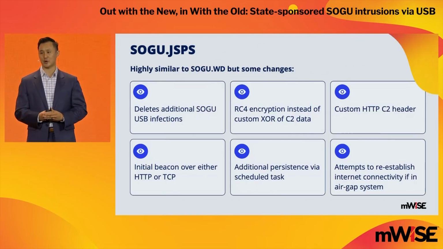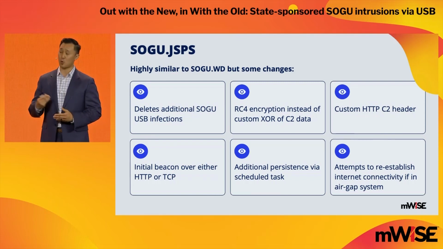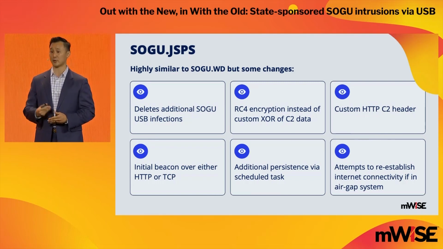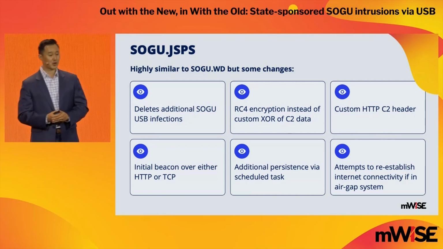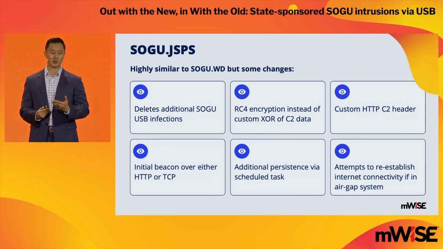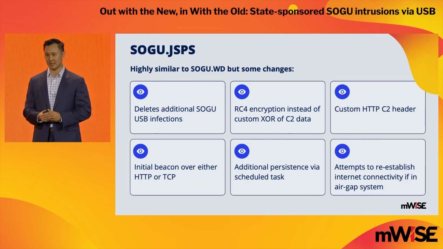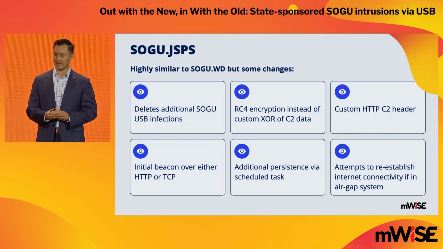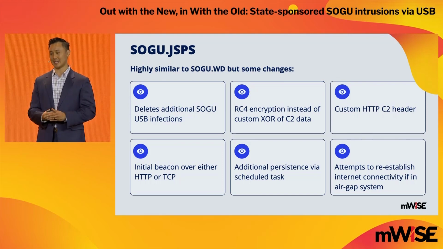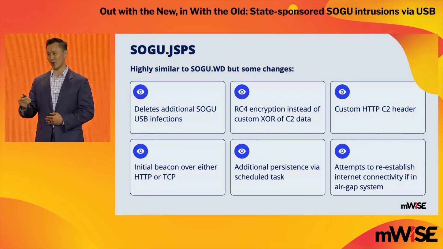So we went over how SOGU WD executes, and we'll quickly highlight some important differences in the other 2 variants. For SOGU JSPS, it deletes additional SOGU USB infections, and we think it might be an updated variant. For C2 traffic, it uses RC4 with a hard-coded key instead of custom XOR. Like you saw on the last slide, it creates a custom HTTP header. And I think most interestingly, it attempts to reestablish the internet connection if it thinks it's in an air-gapped system.